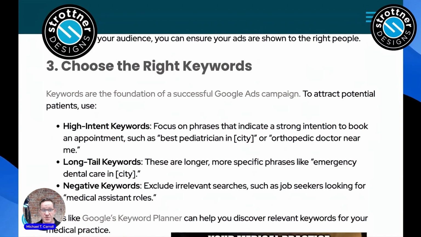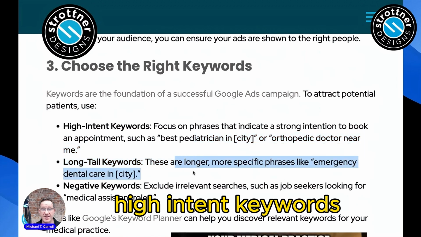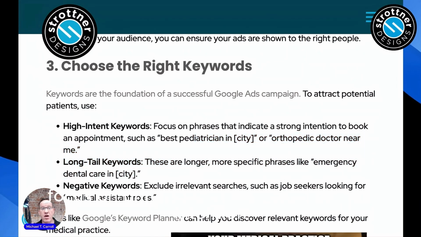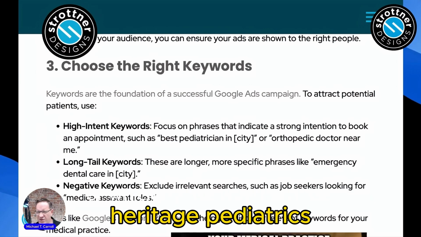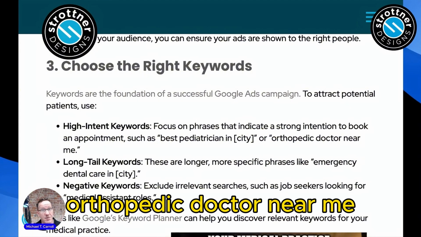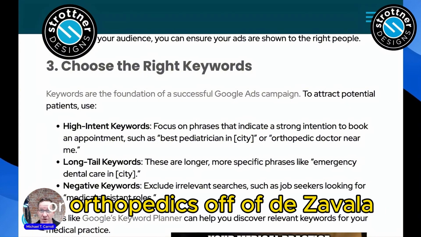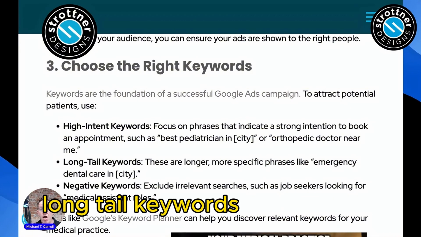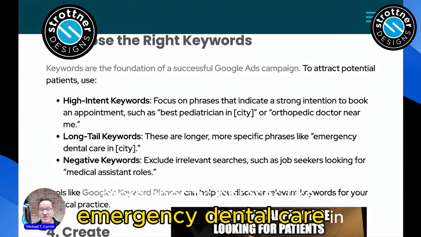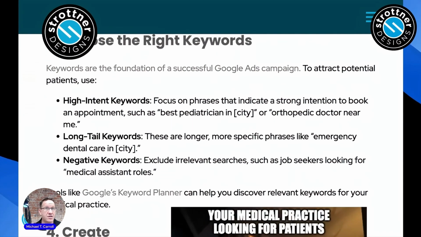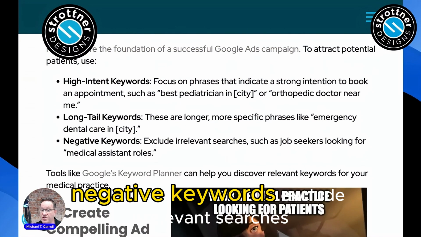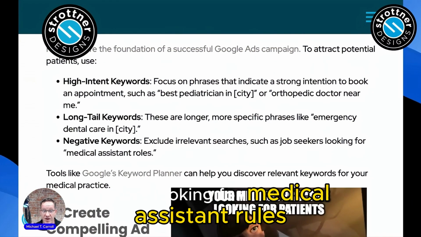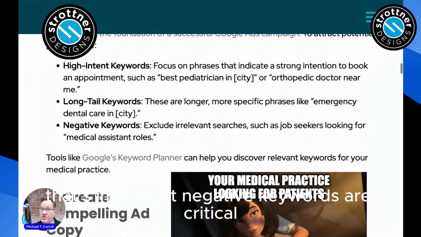To attract potential patients, use high-intent keywords. Focus on phrases that indicate a strong intention to book an appointment, such as best pediatrician in Alamo Heights, which, by the way, that'll be Heritage Pediatrics. Orthopedic doctor near me. That could be Bustamante Orthopedics off of Desaval. Long tail keywords. These are longer, more specific phrases like emergency dental care in Chavano Park. Negative keywords. Exclude irrelevant searches such as job seekers looking for medical assistant roles. That's important. Negative keywords are critical.